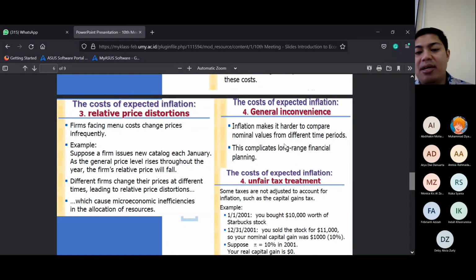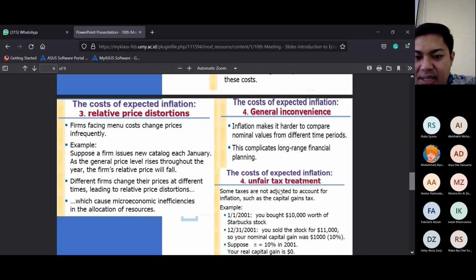The fifth aspect is unfair tax treatment. Some taxes are not adjusted to account for inflation, such as the capital gains tax. So in the midst of inflation, the amount you pay as tax also increases. The tax treatment is not adjusted with the inflation rate, so you keep paying higher amounts even though the real value is not that much higher.